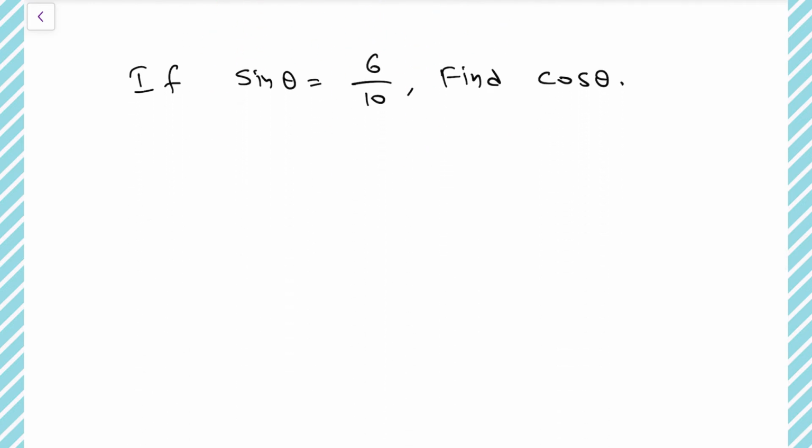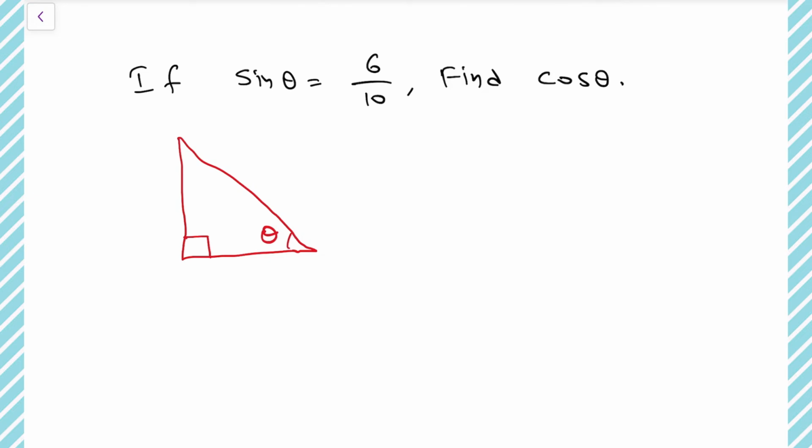Next question. If sin theta equals 6 by 10, then find the value of cos theta. Take one right angle triangle neatly. Don't touch this angle because this is always 90 degrees only. Either this angle or else this angle you can take, it's up to you. So I am taking this angle now. So just keep it as theta.